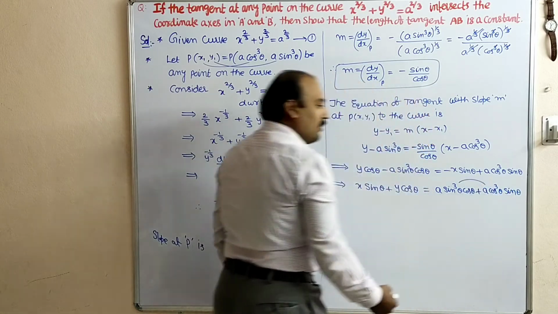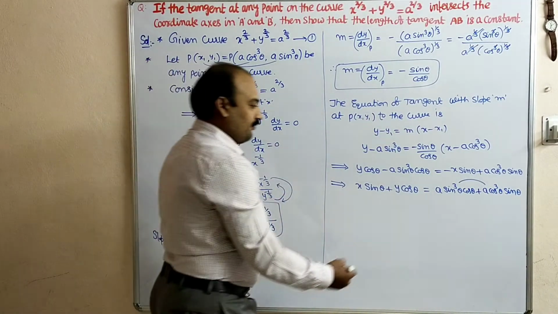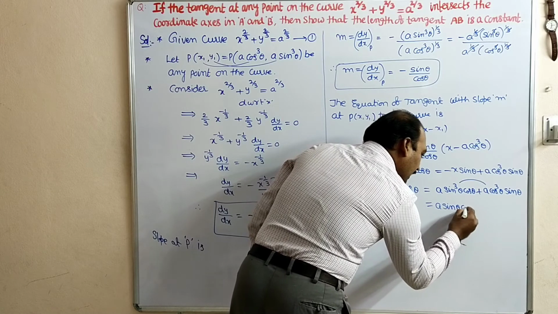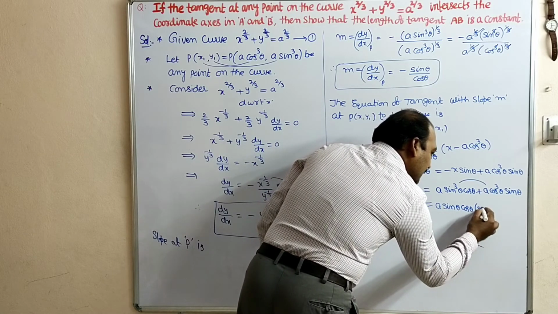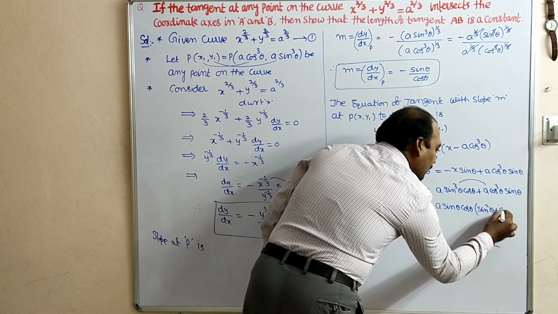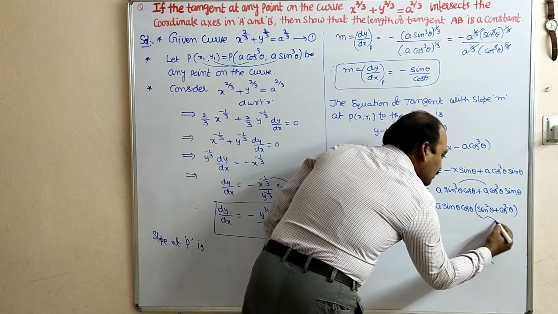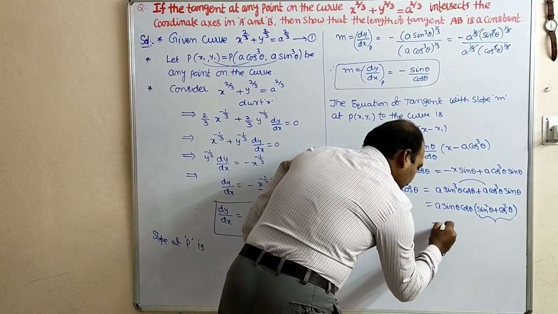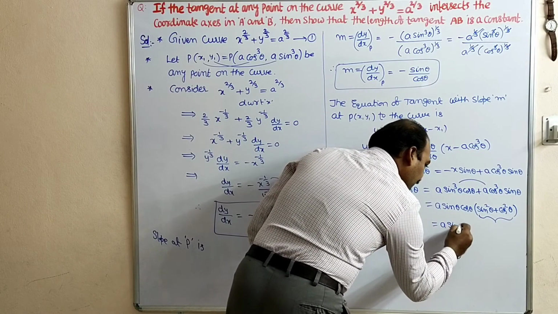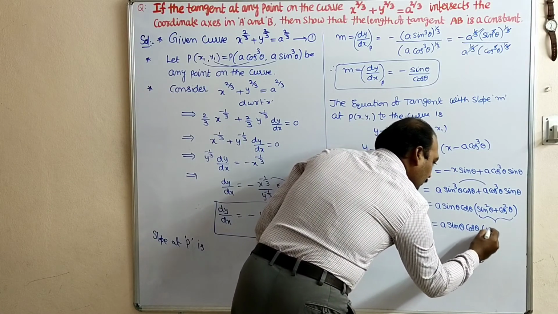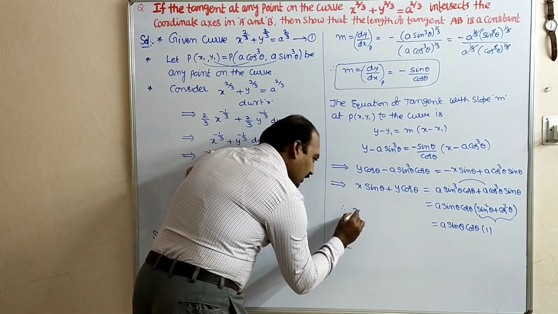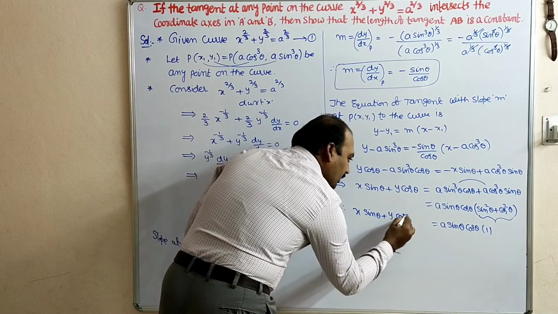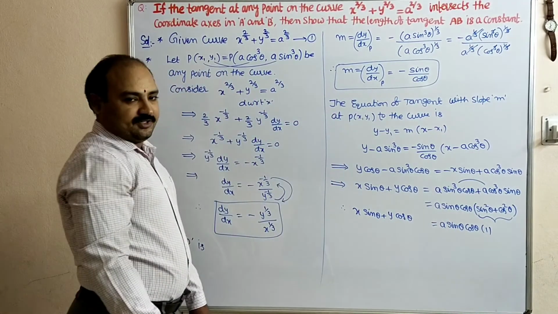From these two take common a sin theta cos theta. If we take common, we will get sin square theta plus cos square theta. We know that sin square theta plus cos square theta value is 1. So a sin theta cos theta into 1. Therefore, x sin theta plus y cos theta is equal to a sin theta cos theta.